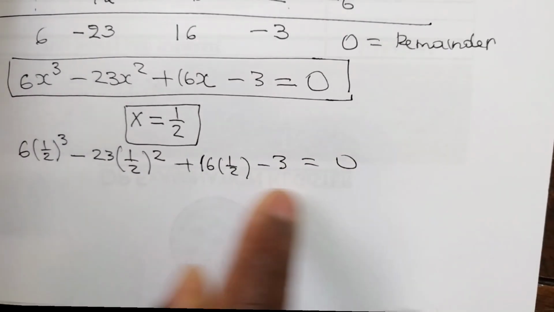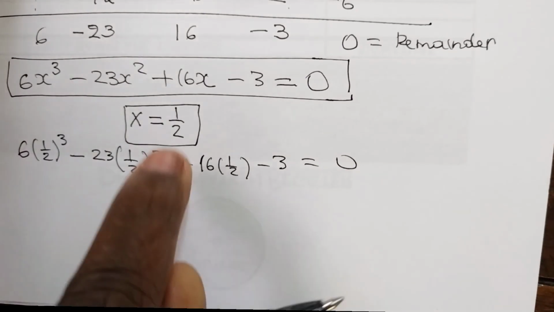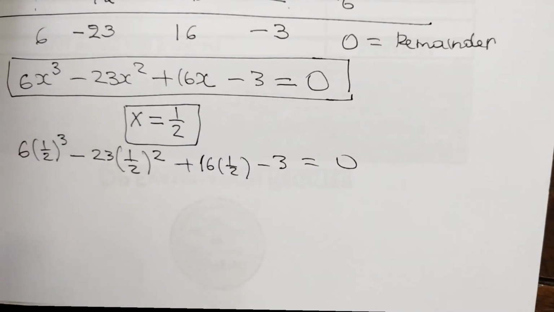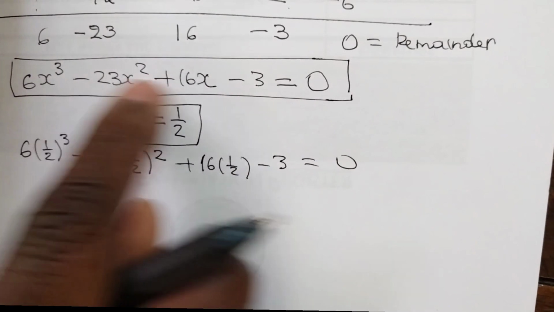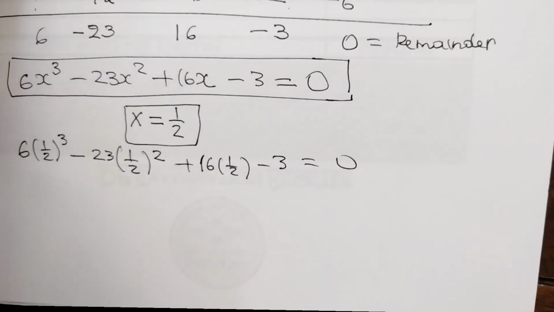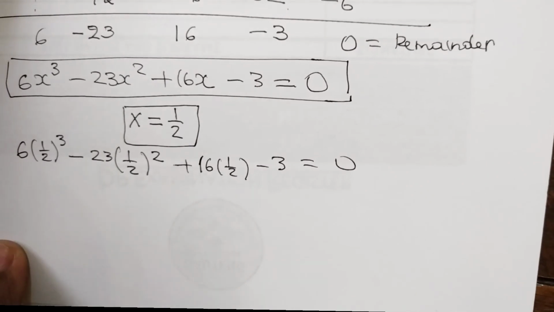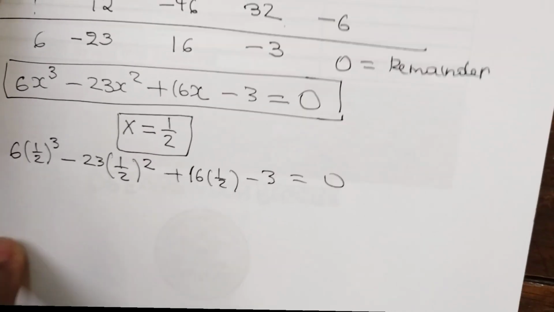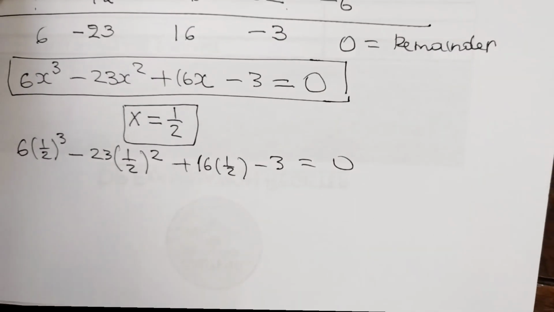If you do this, of course, the answer equals 0. So this verifies the fact that one of the roots for the cubic equation is x equals 1 over 2. Ladies and gentlemen, we have managed to find the third bracket, if I can put it like that, or the third root of the quintic equation that we started with.